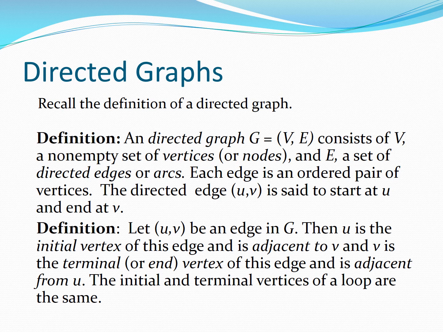But when it comes to loops, if there is a loop from a given vertex to itself, then the initial and the terminal vertices are going to be the same for that edge, and the vertex that the edge is incident from and the vertex to which it is incident to are the same.